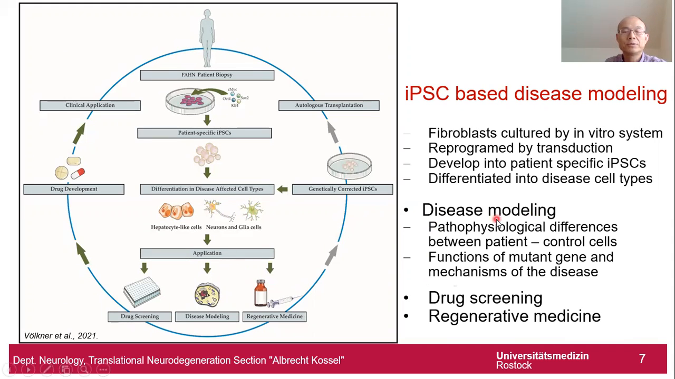As a disease model, the pathophysiological difference between patient and control cells will be detected. In this case, we can get ideas about the function of the mutant gene and the mechanism of the disease. Also, this iPS system can be used for drug screening, for new drug development for treatment, and also can be used in regenerative medicine.